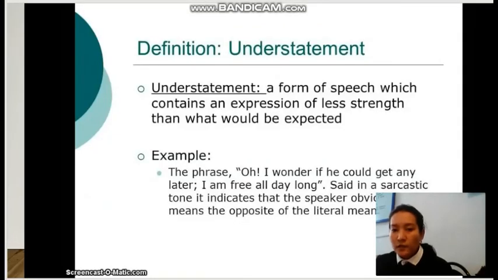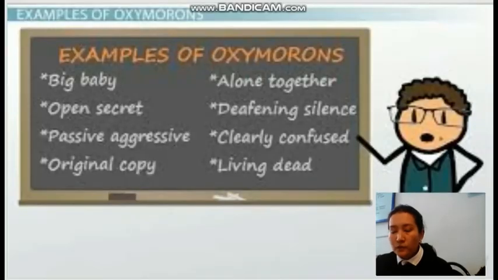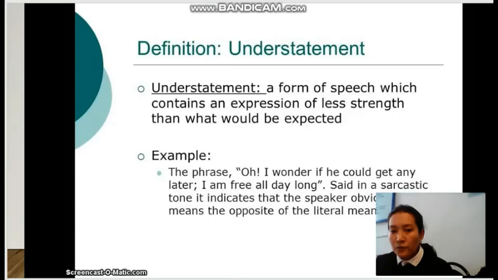What is understatement? Understatement is a form of speech which contains an expression of less strength than what would be expected. Example, the phrase, "Oh, I wonder if he could get any later. I'm free all day long." Said in a sarcastic tone, it indicates that the speaker obviously means the opposite of the literal meaning. So he didn't want to do it and tells it conversely.